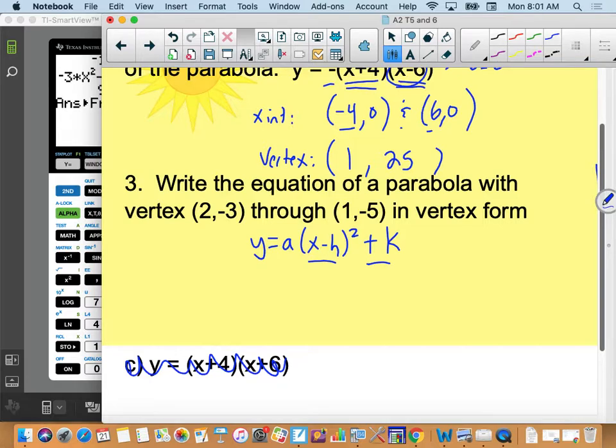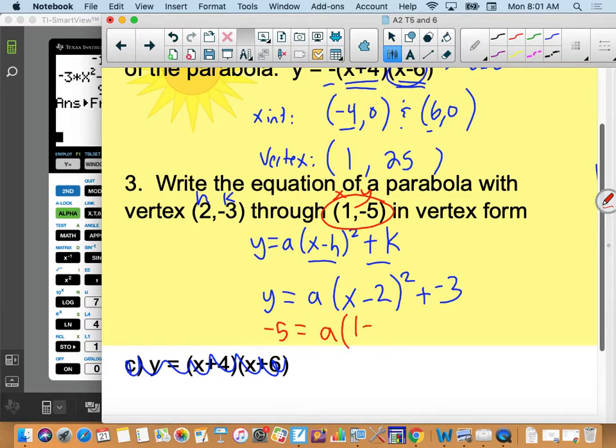So my h and my k are right here. So my equation is going to be a, I don't know a yet, times x minus h, the quantity squared, plus k. So now to find my a value, I use the point that it passes through. That's my x and y coordinate. So y is negative 5 when x is 1.